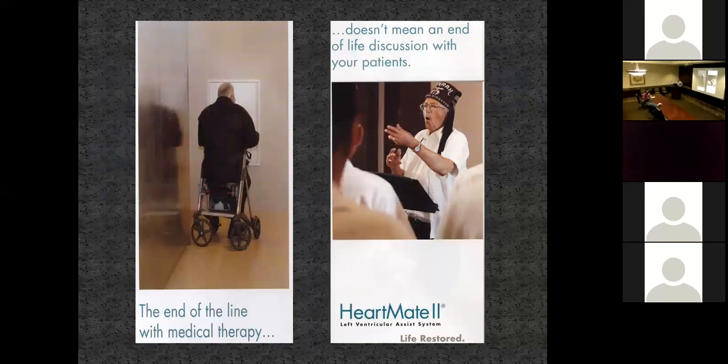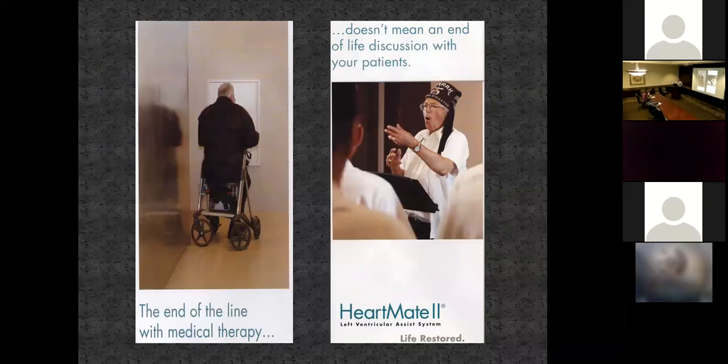I'll show you a little bit what it is, but I really hate this ad. I think when you're done at the end of the line with medical therapy, it's a perfect time for an end-of-life discussion. And part of that discussion might mean you proceed with a ventricular assist device. But it doesn't mean you run away from the discussion and just throw pumps in people.